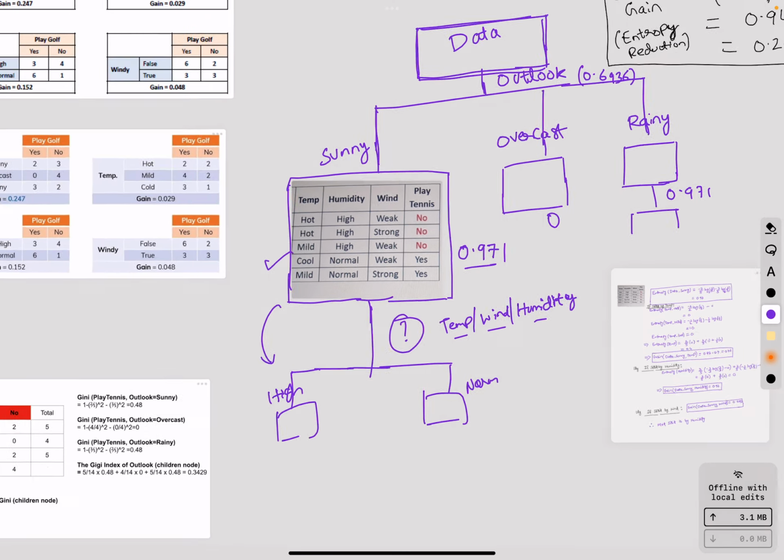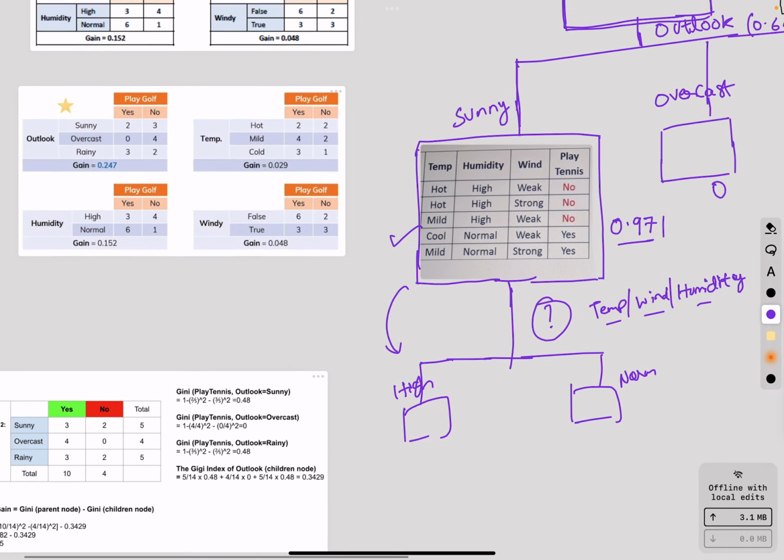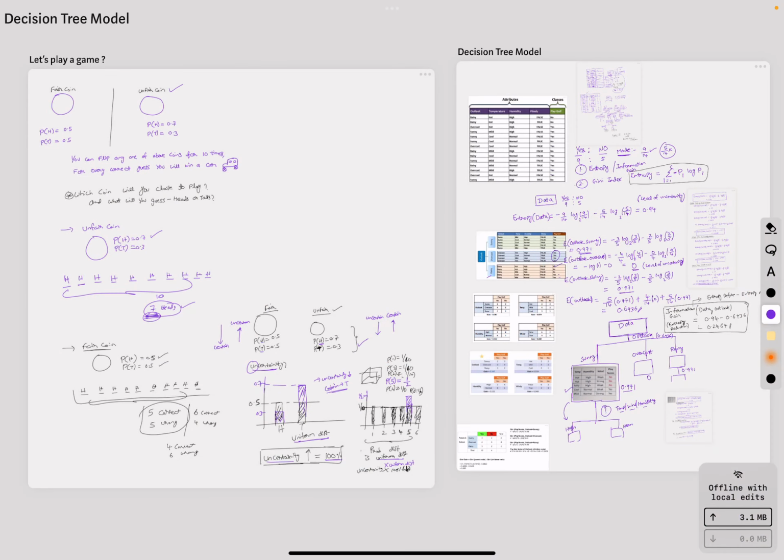So this is in short the example of how a decision tree will be formed. In the next video we will look at one more example.